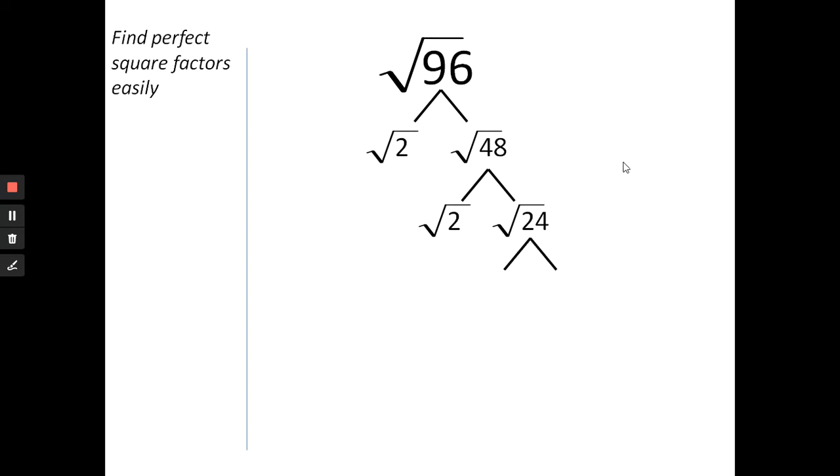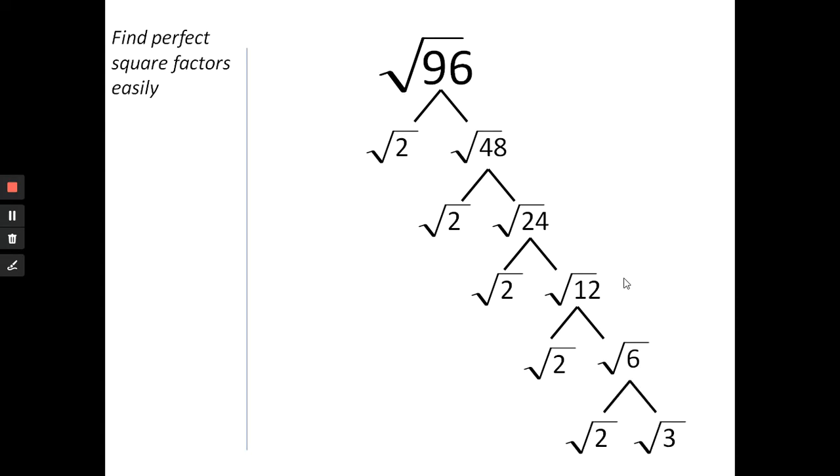I'm going to break it down into the square root of 2 times the square root of 12, and then 12 goes down to the square root of 2 times the square root of 6, and so on. So here's what I have as my prime factorization. So let's see if we can pair any of these radicals and get rid of the symbol.